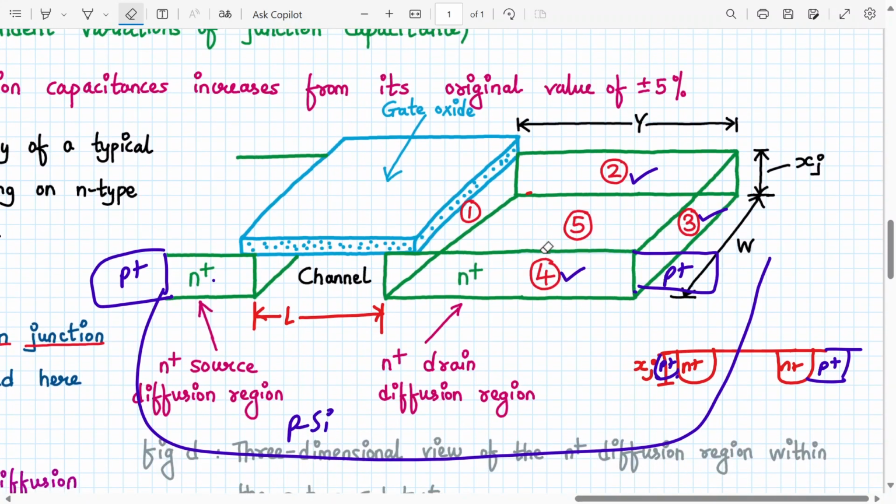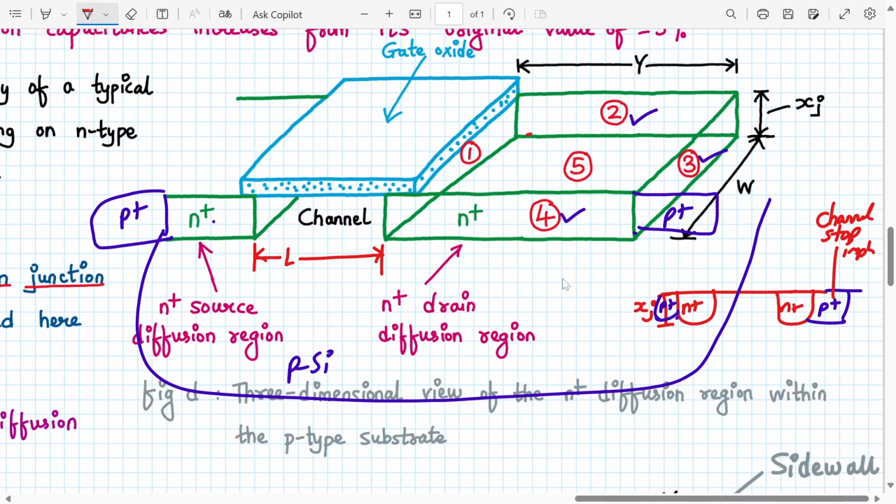And what are the other regions surrounded by? Junctions 2, 3 and 4 make a p plus n plus junction with the side wall. Agree? This green rectangular box is n plus, and this is my channel stop implant. So they are making another p plus n plus junction. This we call the side wall capacitance.